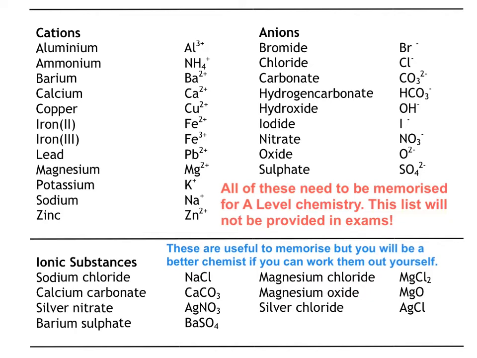Now there are some provided at the bottom, and they'll be on your ions list that you've been given as well. It's better to be able to work them out from scratch, like this video is about to show you, rather than have to memorize them in terms of the compounds. So the cations and anions listed at the top of the screen are what you need to memorize, so you can then work out for yourself what the compounds they form might be. Some examples are given at the bottom.